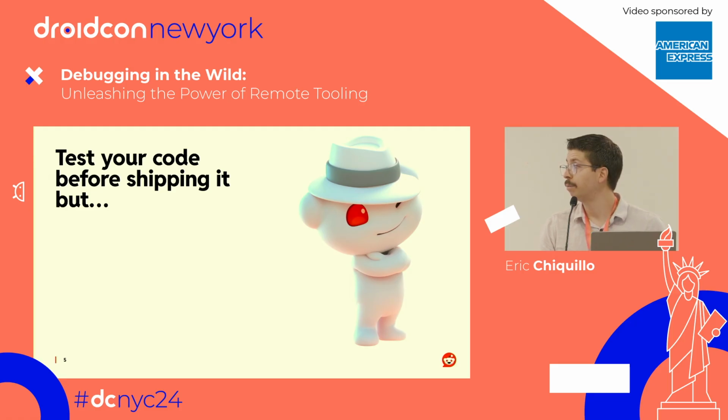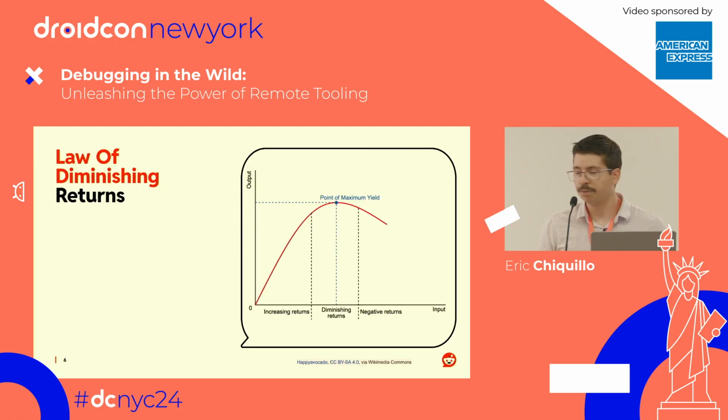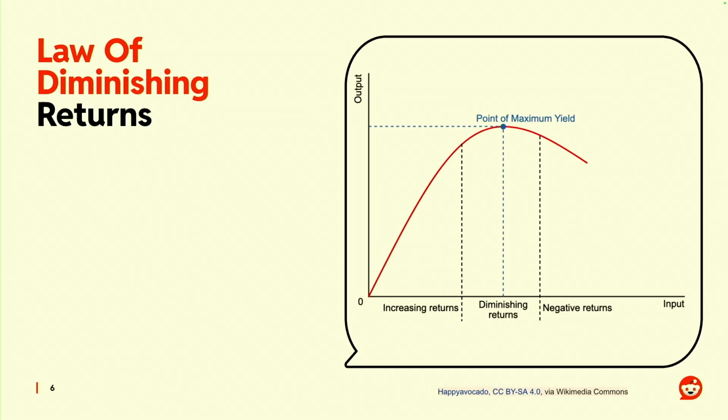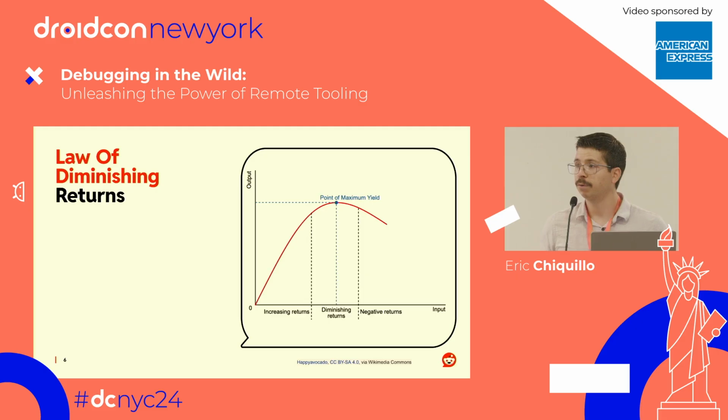And so I am saying test your code before shipping it, but there's also this law in economics, the law of diminishing returns, which is eventually as you put more energy into it, your return for that is not going to be as high. Most of us work for-profit companies, so our time is valuable. So we could continue testing and testing and testing, but at some point you're testing edge cases or things that users might run into, but your time is more valuable doing something else. But where that point of maximum yield is varies.